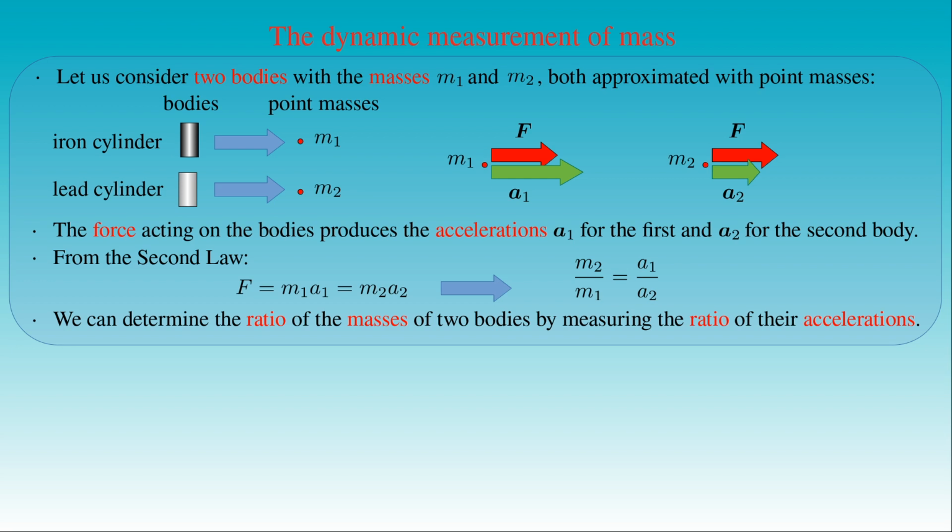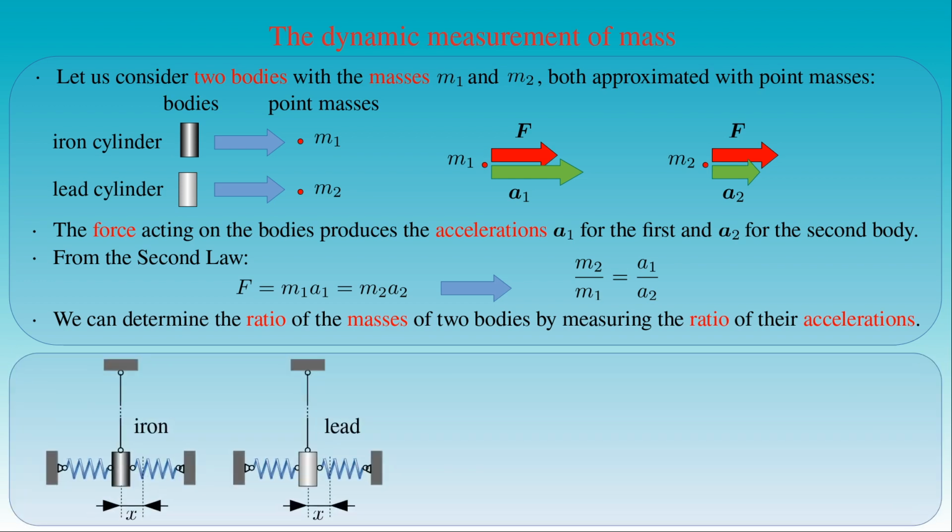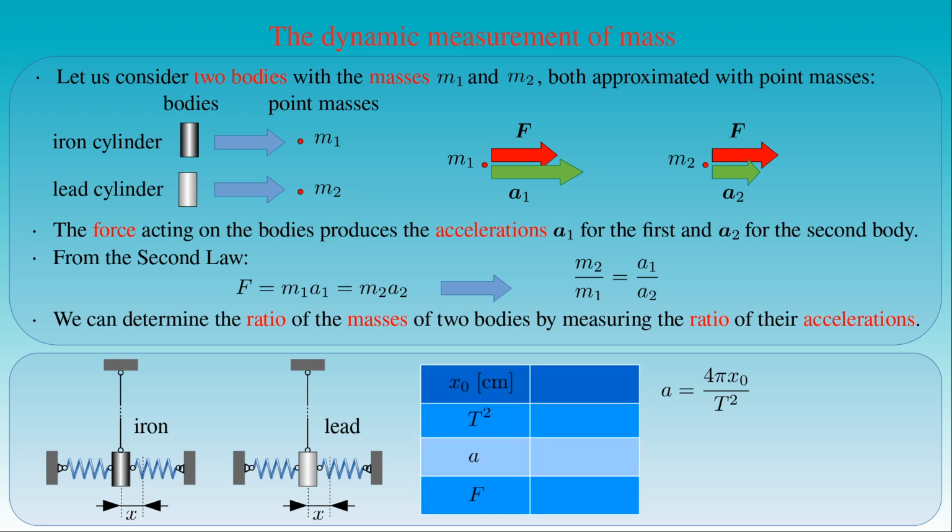That can be done in the experiment with the suspended cylinders, which are attached to two springs, provided the mass of the springs is negligible to those of the bodies. In this experiment setup, the acceleration of the cylinders at the maximum amplitude is inversely proportional to the square of the period of their harmonic oscillation. Then we only need to measure the period t of the harmonic oscillations of the two bodies with the same maximum amplitude x0, for example with 1 cm.